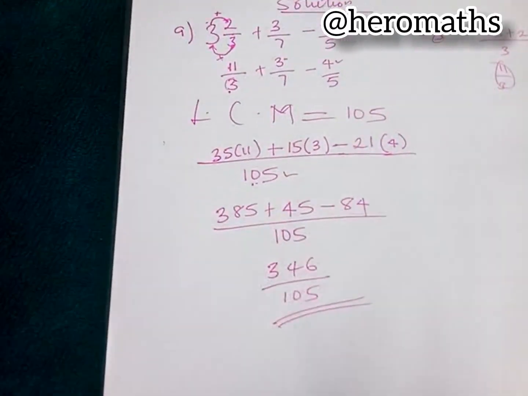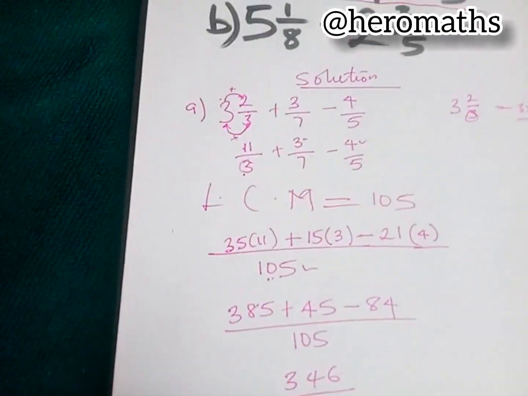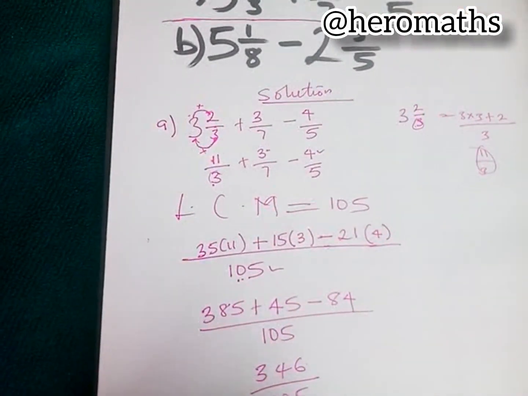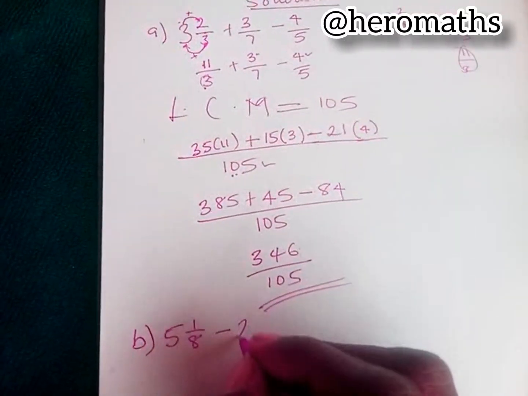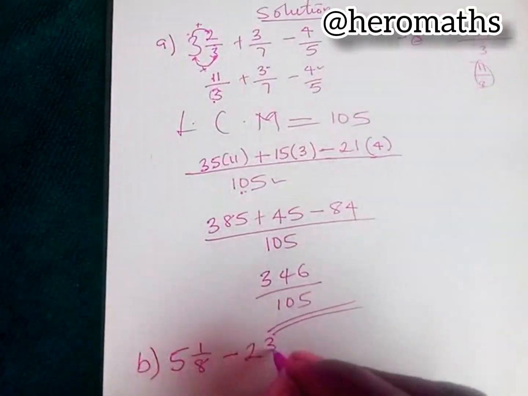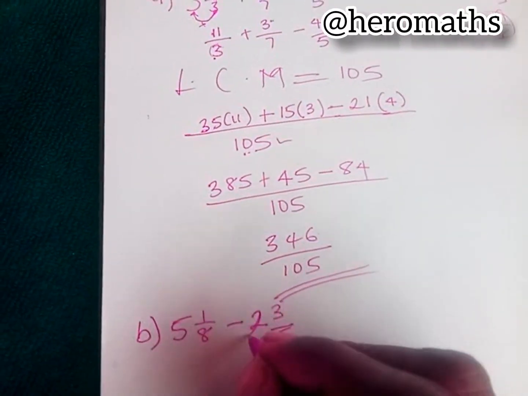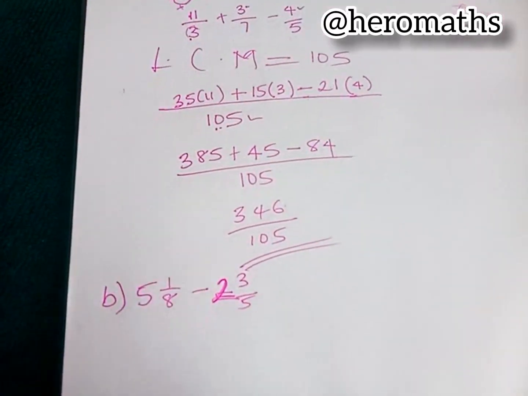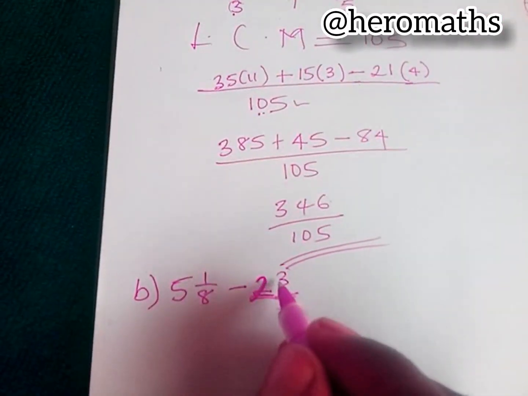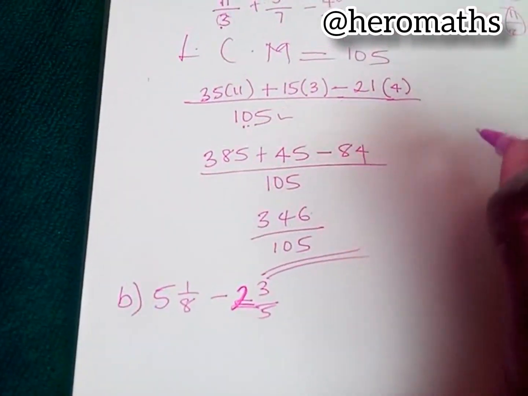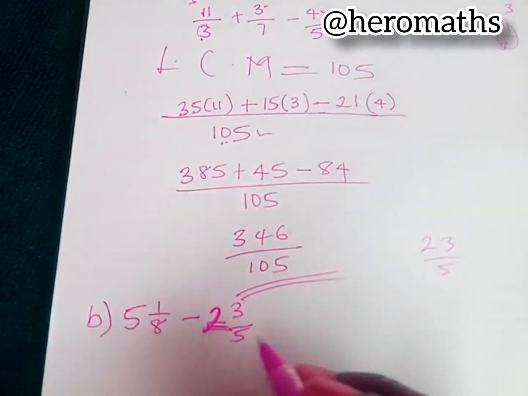We have simplified. Now B, just go for B, which says 5 whole number 1 over 8 minus 2 whole number 3 over 5. This 2 whole number, mind the way you write it. This is a whole number, so it will cover this and this and this. The whole number covers this and this. So we just write 23 over 5 in place of this.